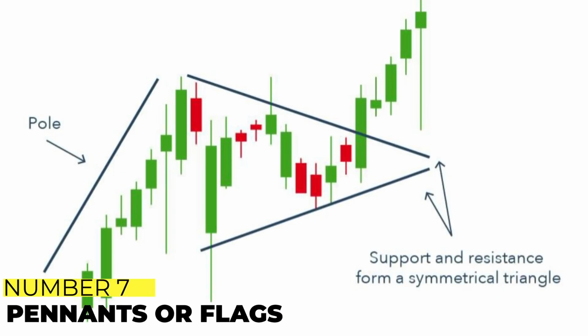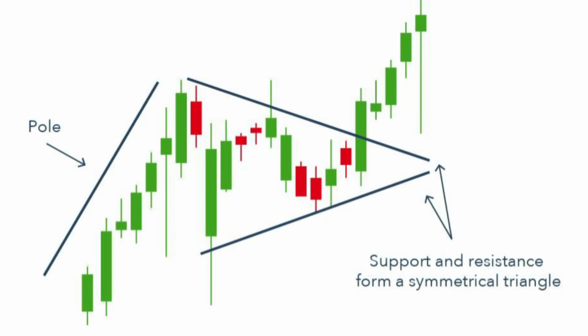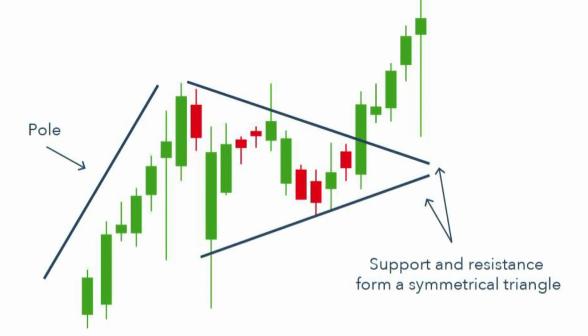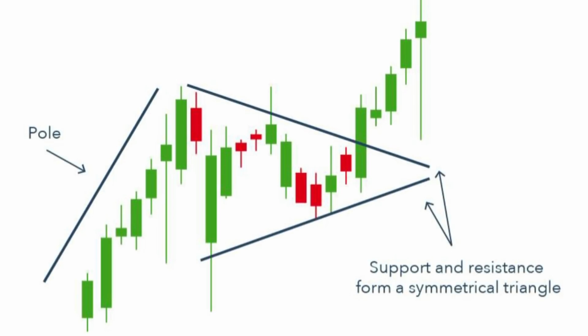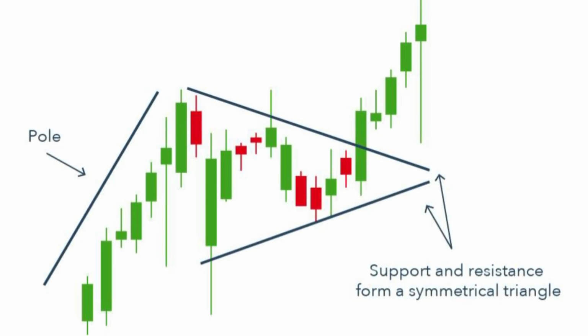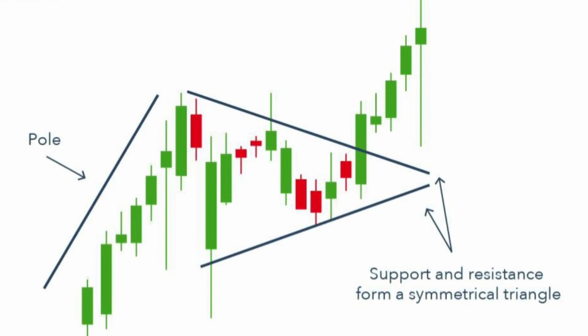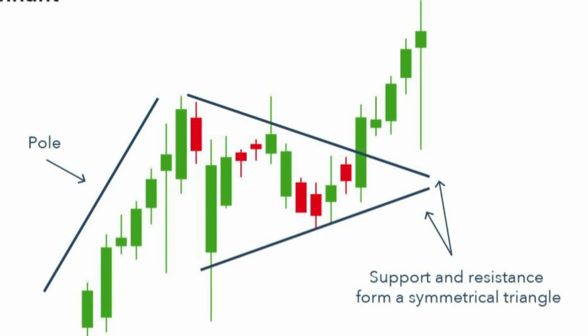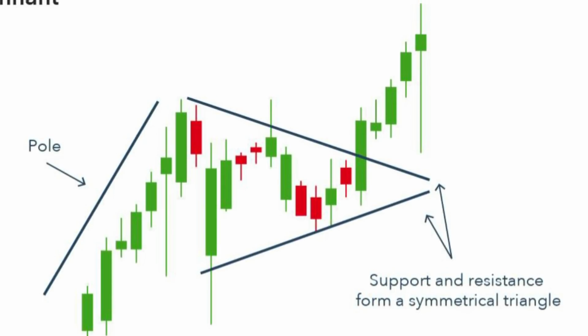Number 7. Pennants or flags. After an asset has had a period of upward movement followed by a stabilization time, pennant patterns or flags are formed. There will usually be a considerable gain during the early phases of a trend before it breaks down into a succession of minor upward and downward movements.